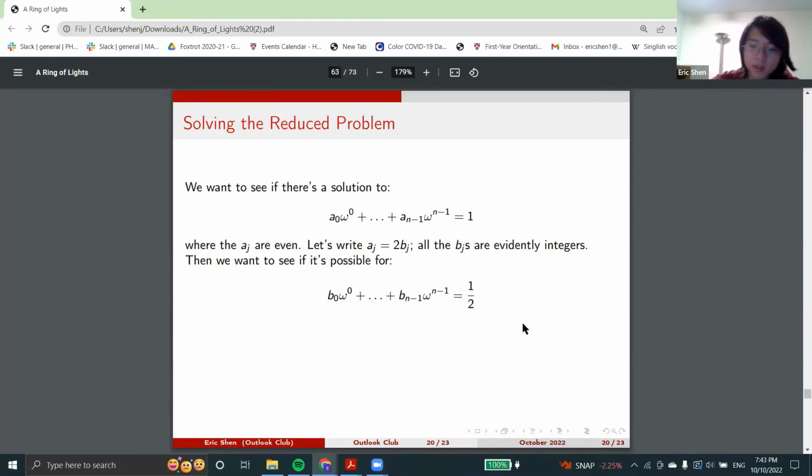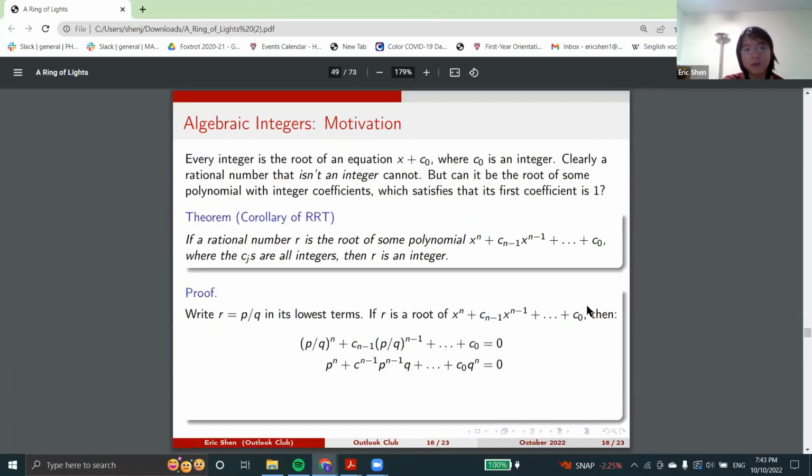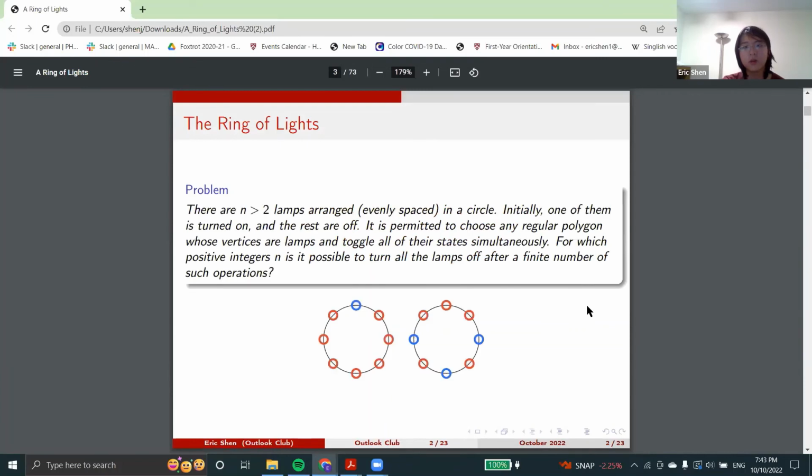So to put it more concisely, by our previously established properties, we know that the sum on the left-hand side is an algebraic integer, but the right-hand side is not, because it's rational and not an integer. Please do not write on the board. So this gives us a contradiction, and so for no n is it possible to toggle our ring of lengths to get what we want. And so the answer to our original question from the very start is: for no n.